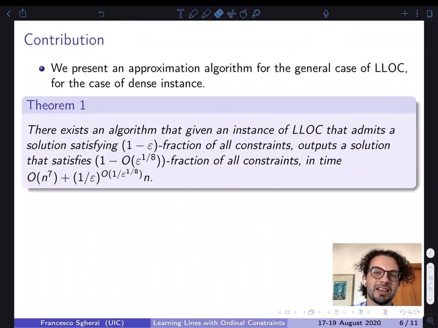Here, we present our contribution. This is the main result of our paper, which is an algorithm for solving the general case, meaning that we can handle both the perfect and the imperfect information case on dense instances.